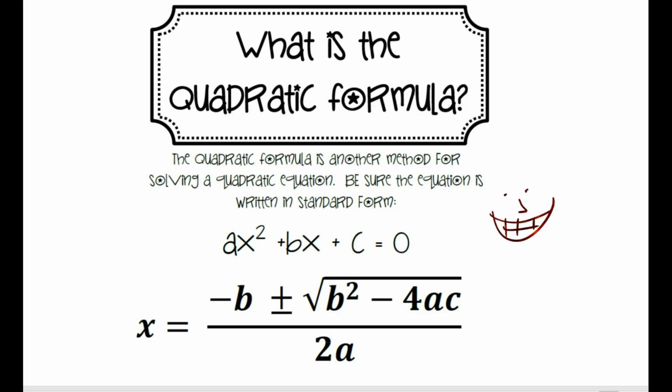Negative b, plus or minus the square root of b squared minus 4ac, all over 2a.